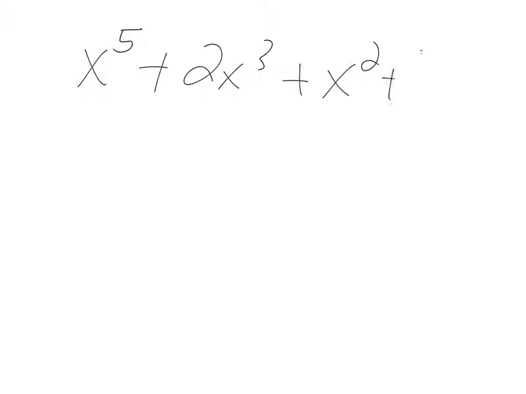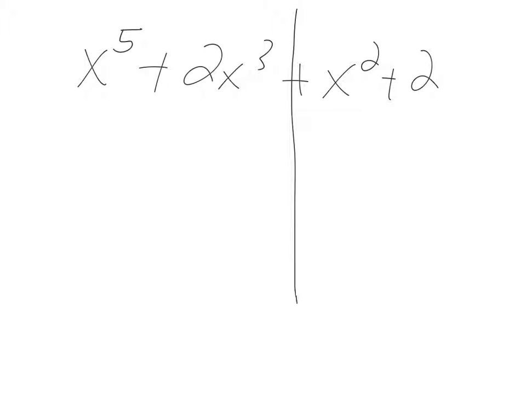This is my second video for the extra credit for college algebra, and we're starting off with factoring by grouping. So let's get started. Now we have x to the fifth plus 2x cubed plus x squared plus 2.